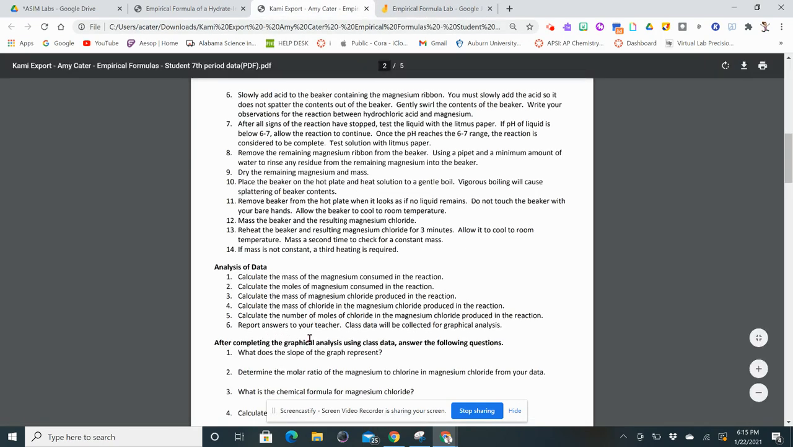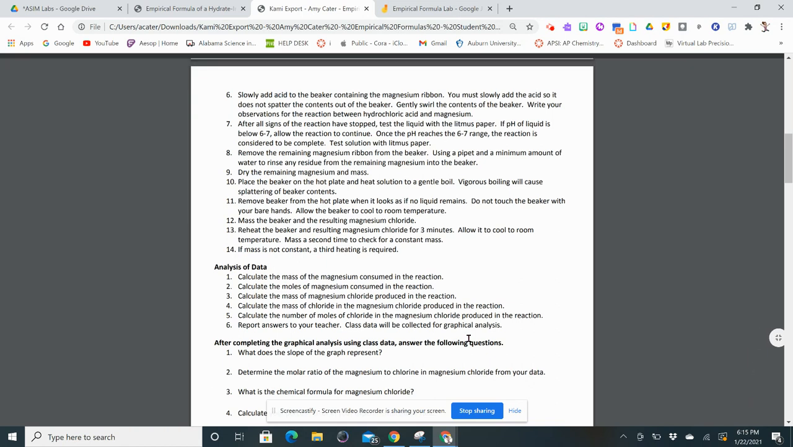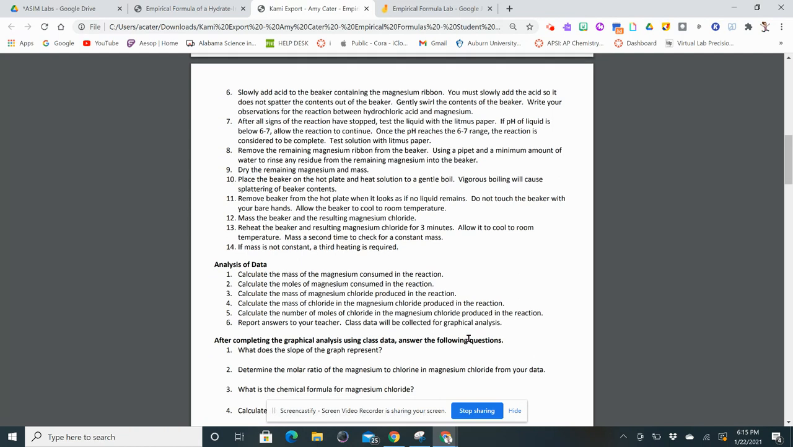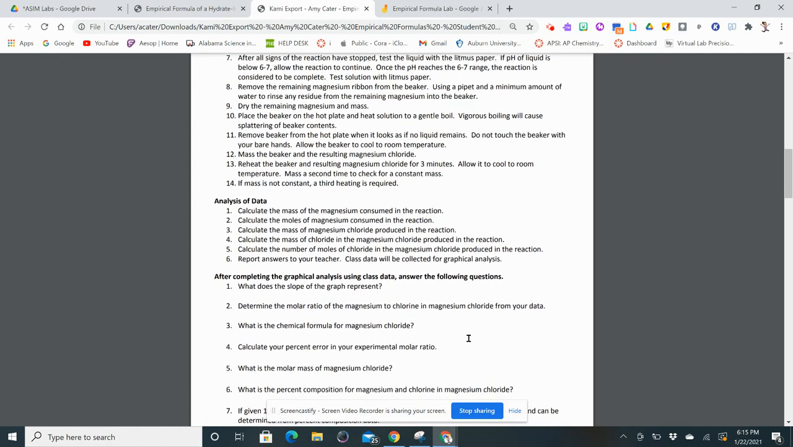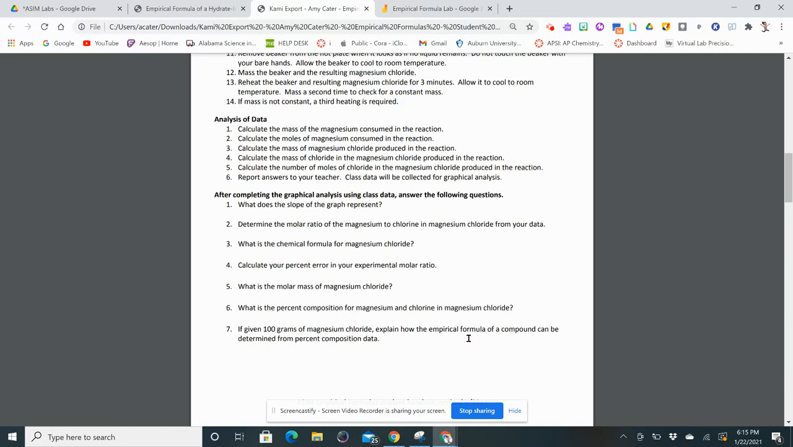Number 6 says report your answers to your teacher. Class data will be collected for graphical analysis. This you do not have to do right now. We will take care of this Tuesday, to see whether we even have enough data out of all 3 periods to do this, since I messed up. So number 6, you can leave that. So going down here, it says after completing the graphical analysis using class data, answer the following questions. What does the slope of the graph represent? So you can skip that.